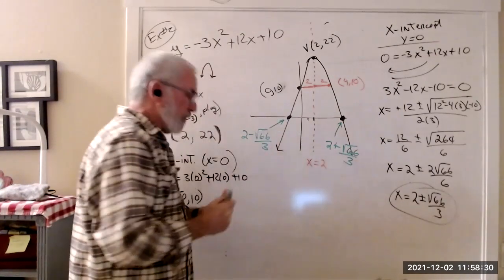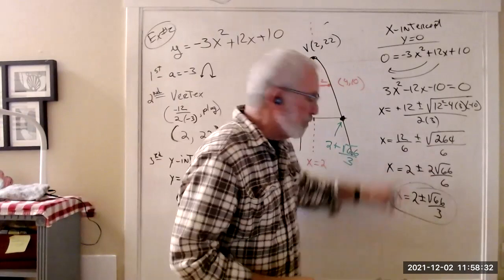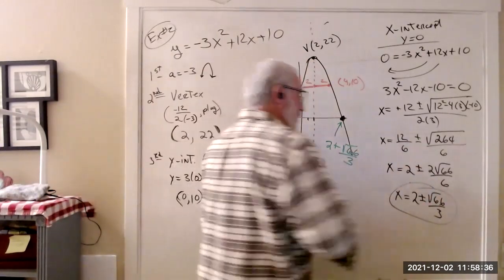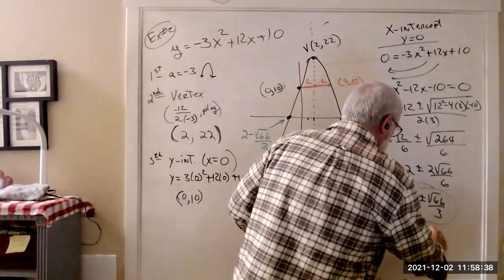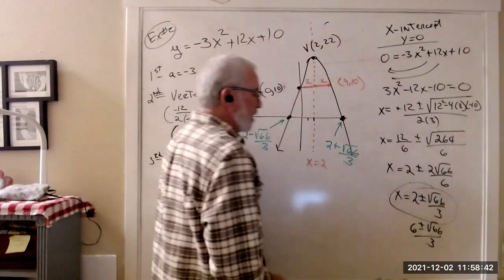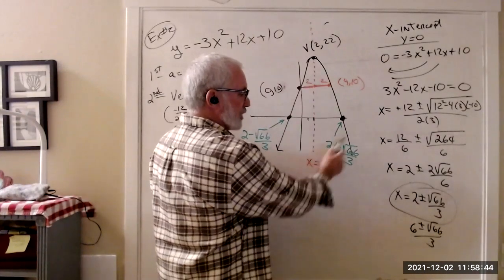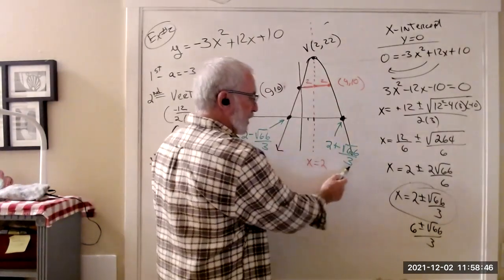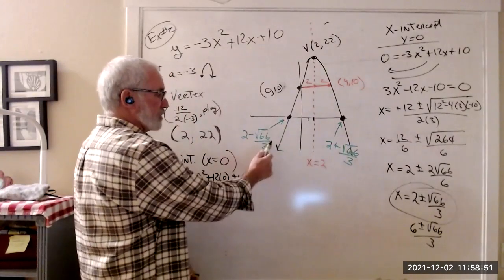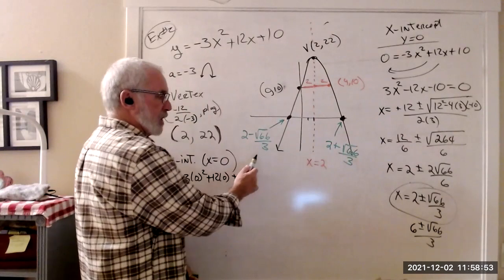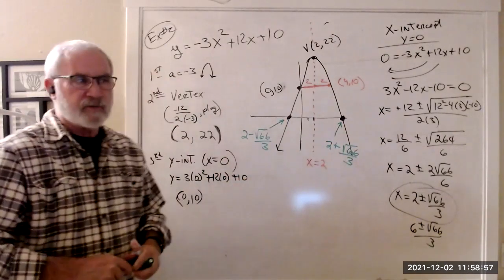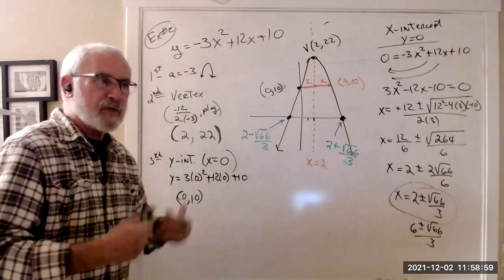Now, if you wanted to keep that as one big ugly fraction, where it would be something like 6 plus or minus radical 66 over 3, and you wrote this as 6 plus radical 66 all divided by 3, and you wrote this as 6 minus radical 66 all divided by 3, so you didn't separate it, I have to give you full credit because your mathematics is right.